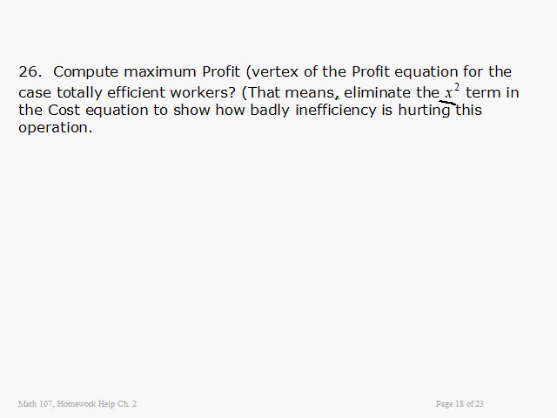Take the x squared term out of the cost equation, and you'll end up with a quadratic for the revenue equation, and then you'll end up with a new cost equation. Take your profit and go R minus C, find your new quadratic formula again for profit, and from that find the vertex. And that's what you do there. By eliminating the x squared term, you eliminate those inefficient workers.